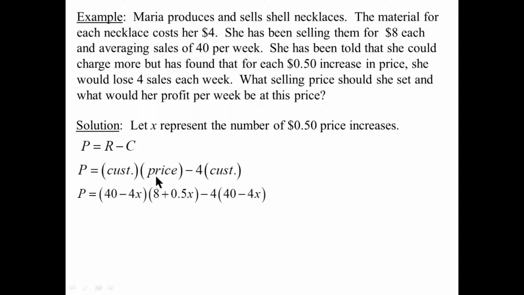Meanwhile, the price is going up. Currently, the price is at $8, but it's going up. That's why this says 8 plus. Underneath price, we have 8, but it's going up by 50 cents for every x. That's where all of this comes from. Now, let's look at this. Customers here, customers here. If this says 40 minus 4x, then this must say 40 minus 4x because they both represent customers.